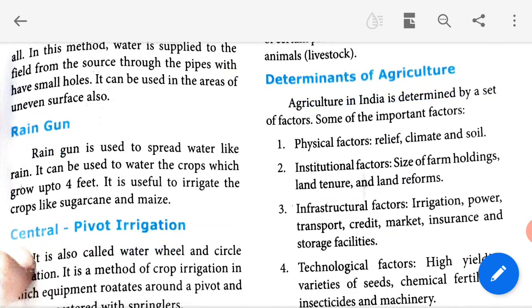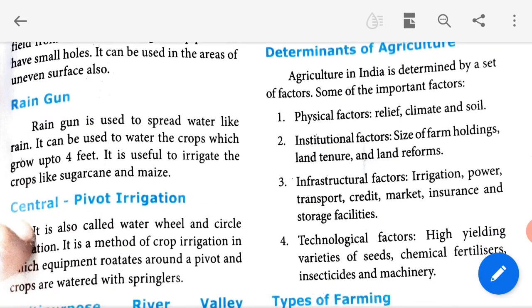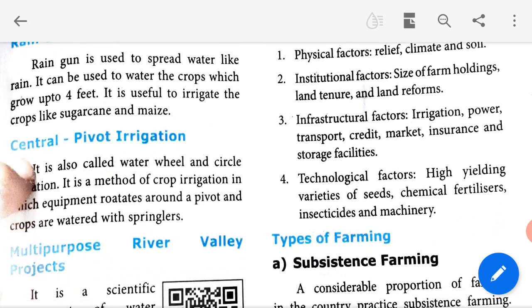Rain gun. Rain gun is used to spread water like rain. Like rain, you know what is like rain, right? So, it can be used to water the crops which grow up to 4 feet. So, when the crops grow up to 4 feet, then you can use this rain gun method where you drop the water from the top. It is useful to irrigate crops like sugarcane and maize. Maize means cholam.